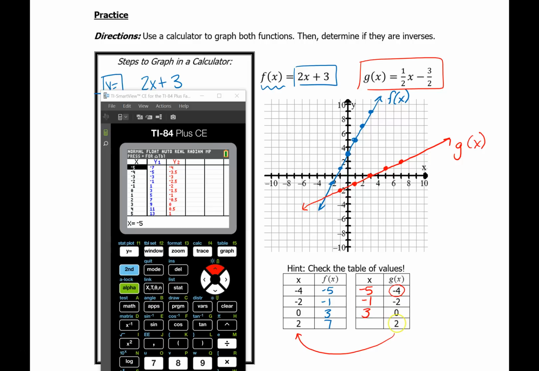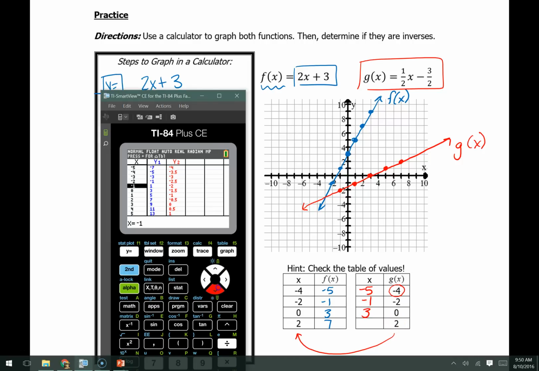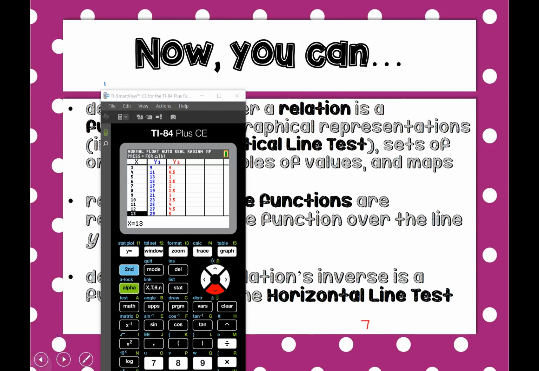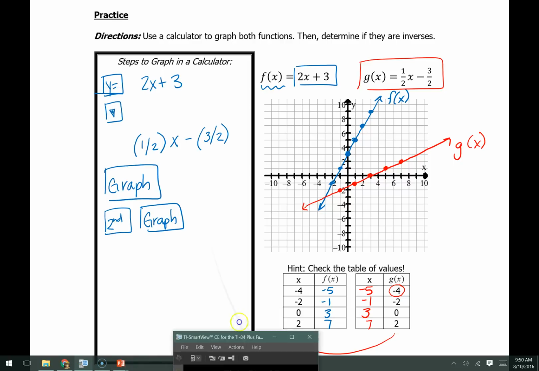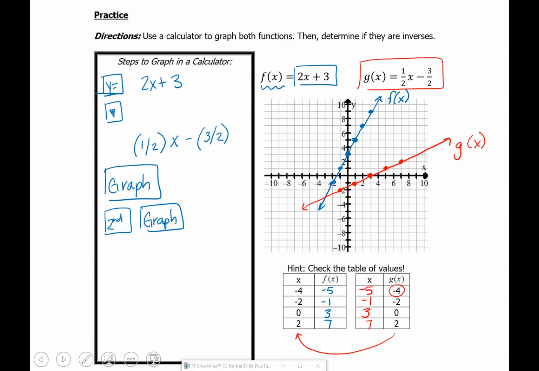And at 2, I've got to scroll down. There we go. At 2, it is 7. That means then, because this interchange worked, it flipped, that means that yes, these graphs are inverses.